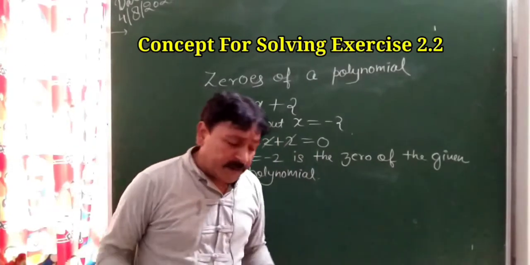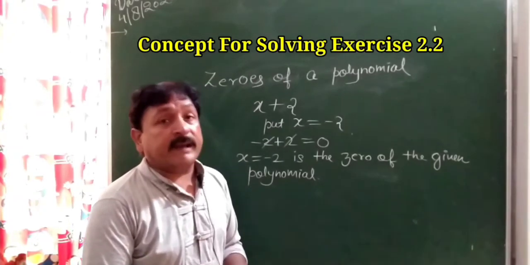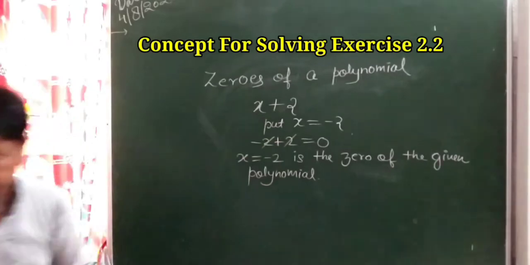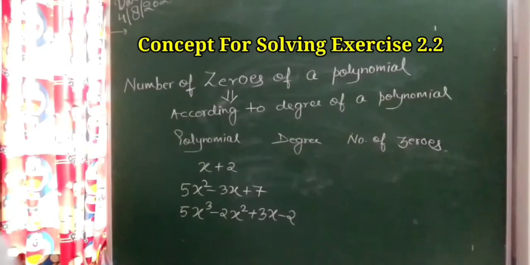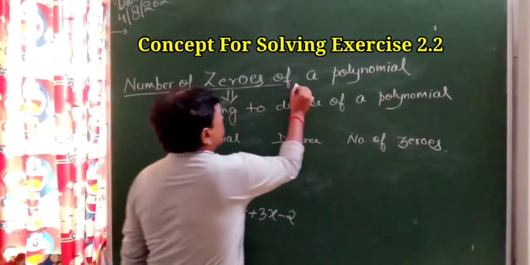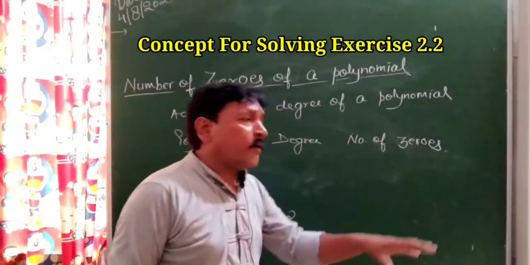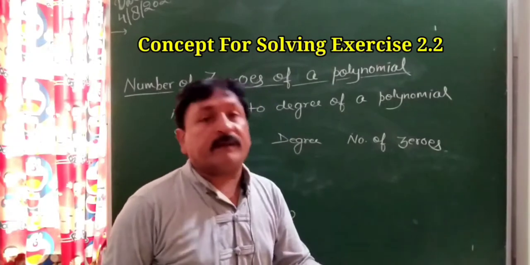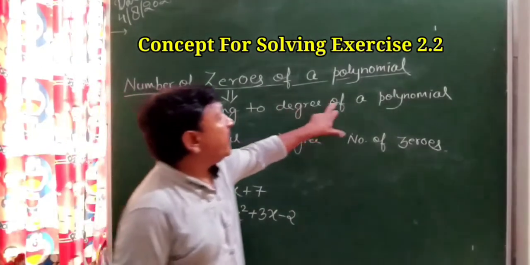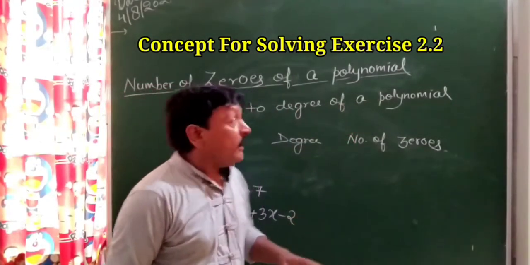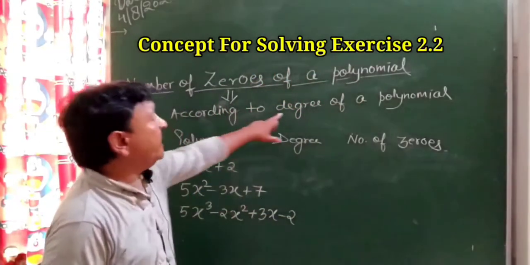Understood now? Now the next question is how many zeros can a polynomial have? Okay students, now see on the board our next topic, number of zeros of a polynomial. How can we say that this polynomial has 1 zero, that it has 2 zeros, or 3 zeros? We can say it according to the degree of a polynomial. So the number of zeros of a polynomial depends upon its degree.